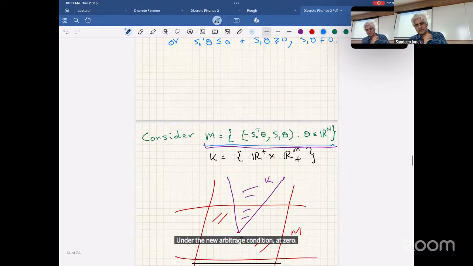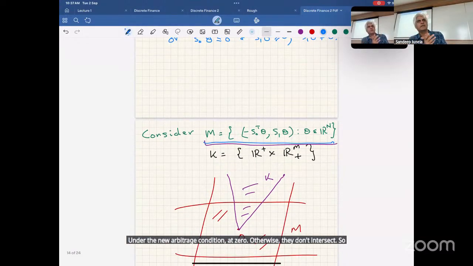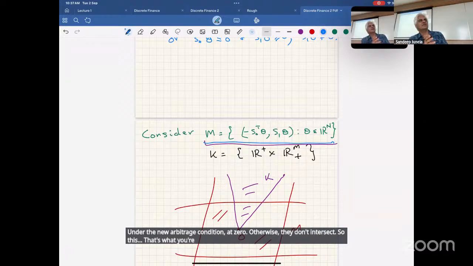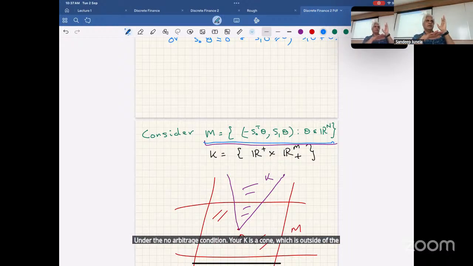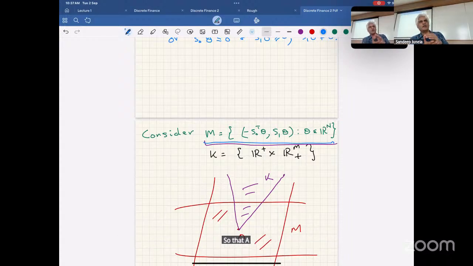Otherwise, they don't intersect. So that's what you're saying. No, so this should be very clear. Under the no arbitrage condition, your K is a cone which is outside of the subspace M. They only meet at point 0. And that guarantees that there's a hyperplane so that A transpose X for all points X in the cone which are not 0 is greater than A transpose Y for all points Y which are in the subspace M.